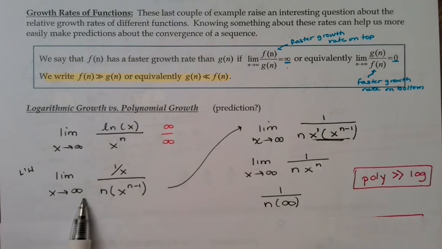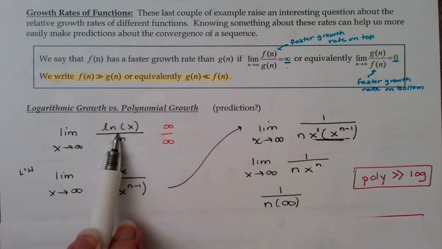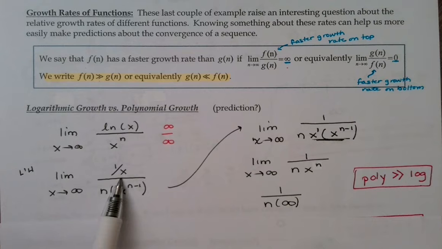So what I've got here is the limit as x goes to infinity. The derivative of the top would be 1 over x. And the derivative of the bottom, we just use our power rule here. Bring the n down in front and reduce the power. So I have x to the n minus 1.